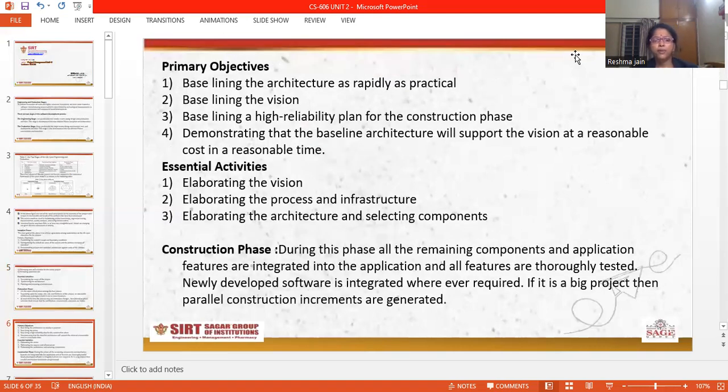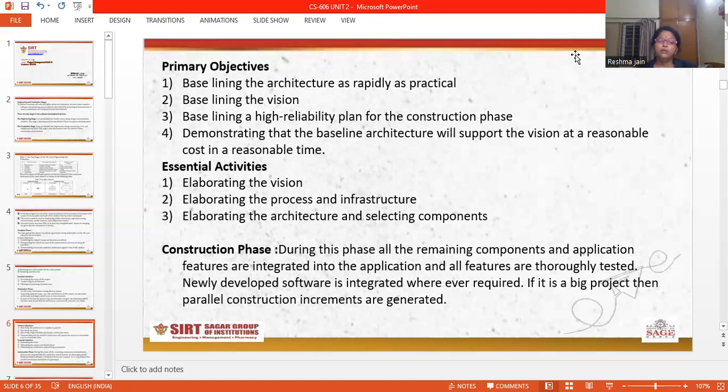The primary objectives are baselining the architecture as rapidly as practical, baselining the vision, baselining a high-reliability plan for the construction phase, and demonstrating that the baseline architecture will support the vision at a reasonable cost in a reasonable time. The essential activities we perform in the elaboration phase are elaborating the vision, elaborating the process and infrastructure, and elaborating the architecture and selecting components.